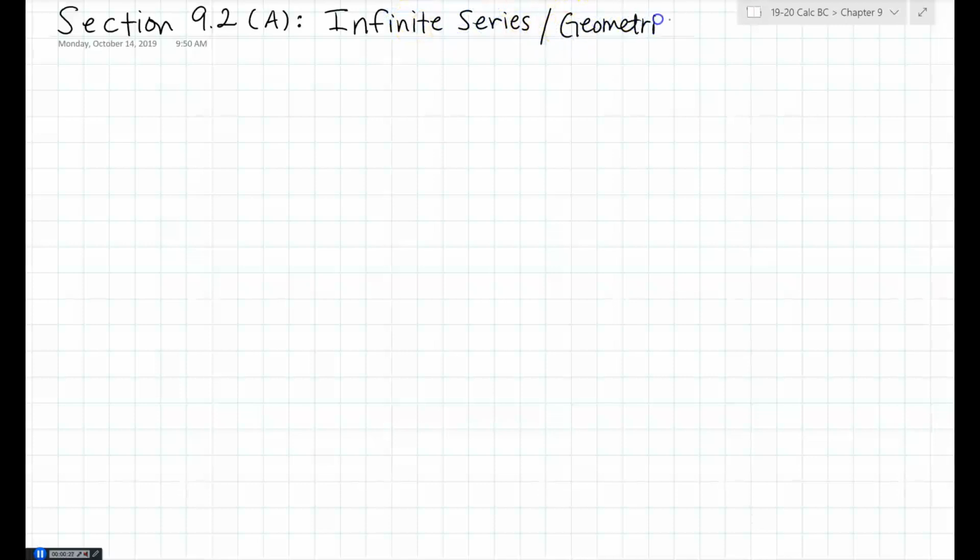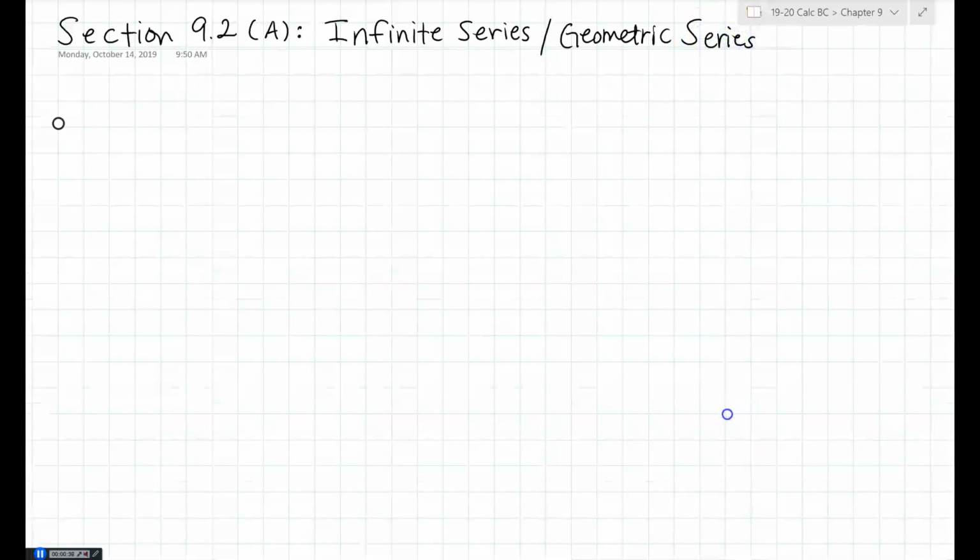Right, so section 9.2. I guess I could call it part A because I don't think we're going to finish all of it today. So section 9.2A, infinite series and geometric series. I don't know if I'll be able to write it all here, but there you go. Geometric series. Let me move it down.